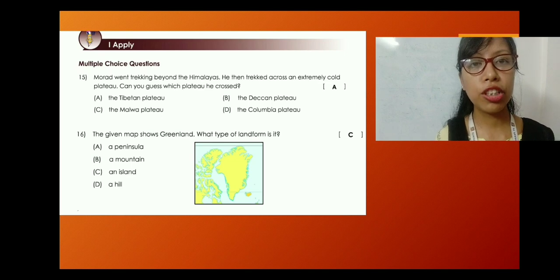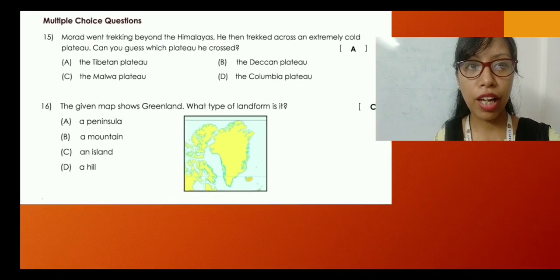Now, let's come to question number 16. The given map shows Greenland. What type of landform is it?